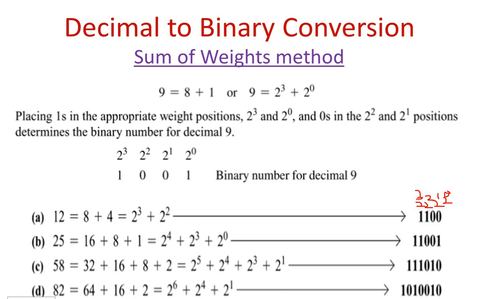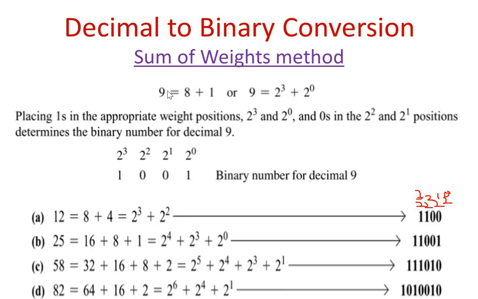Here is the conversion of decimal to binary. There are two methods to convert a decimal number to the binary system. One is the sum of weights method and the other is the repeated division method. Now first let's see the sum of weights method. Here, as the name itself says, we are summing the weights.